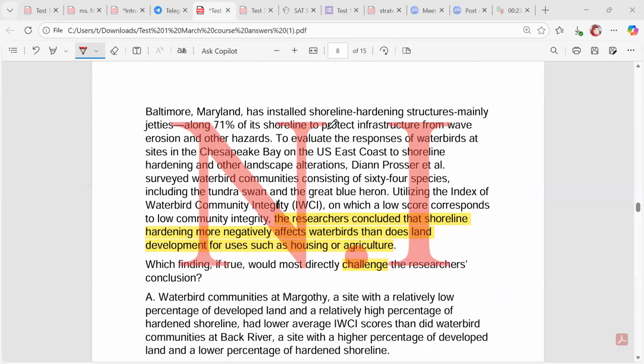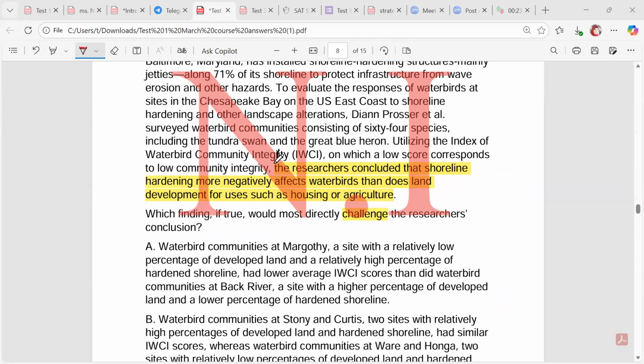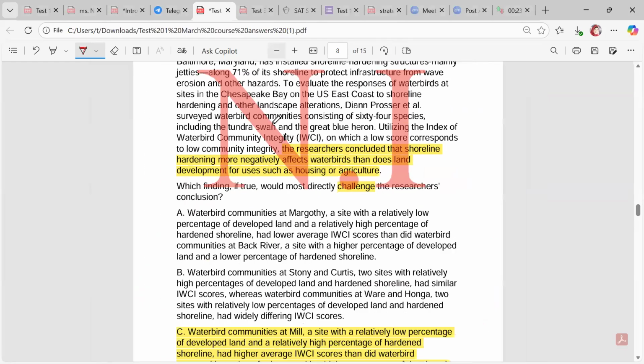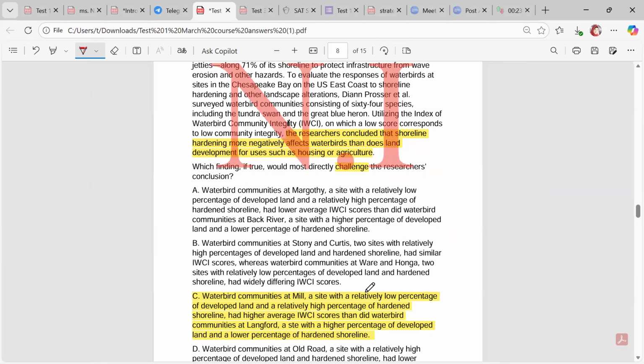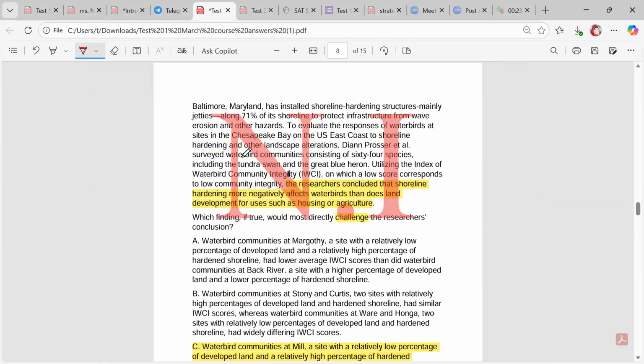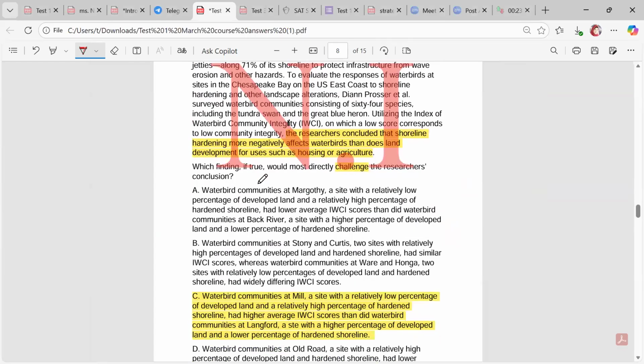Let's go for this one. Oh my God, that's a scary question. It's one of the scariest questions. Long answer choices, and it seems to be a complicated reading question.